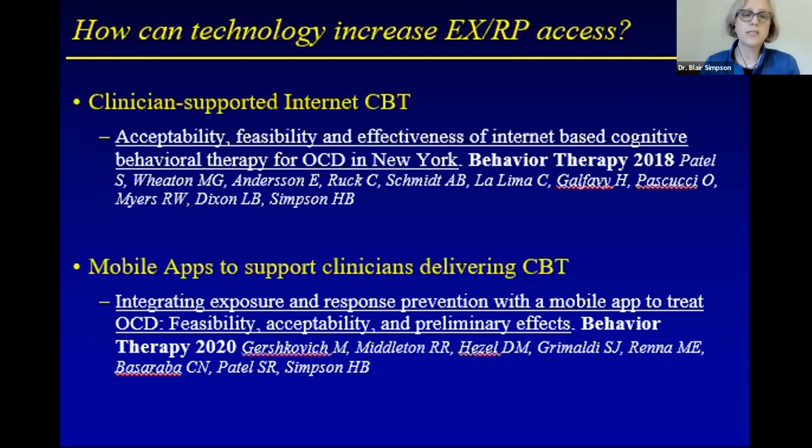One of the things that my center has been very focused on, as have other people, is can we use technology to increase access? And so we've been studying both clinician-supported internet CBT, and we've also been studying partnering mobile apps with clinicians to see if that can help reduce clinician time in delivering this treatment.